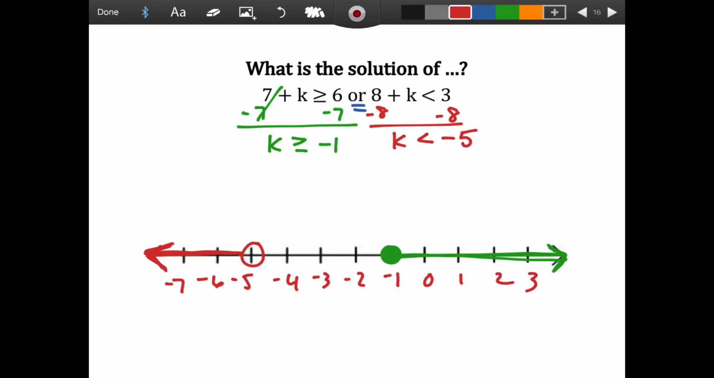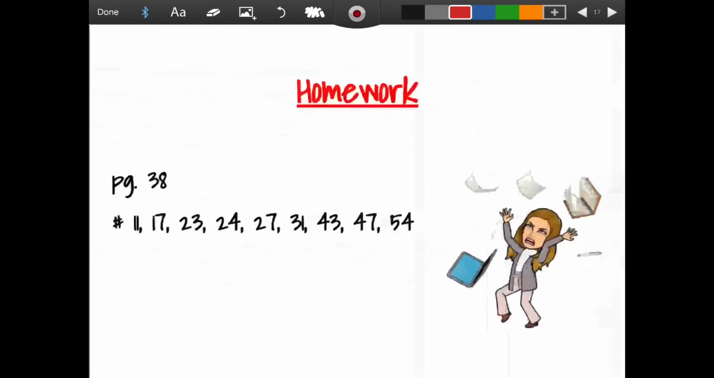Okay, so that is it for this section. Your homework for tonight, and you can start it now if you have remaining time in the period, page 38, 11, 17, 23, 24, 27, 31, 43, 47, and 54. Again, just like you did last time, please write this on a piece of paper, turn your paper into a PDF, and then upload it to Google Classroom, and I will check it there.